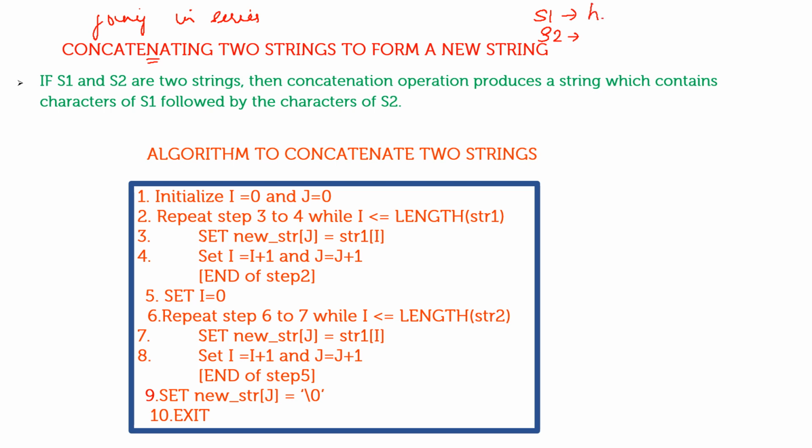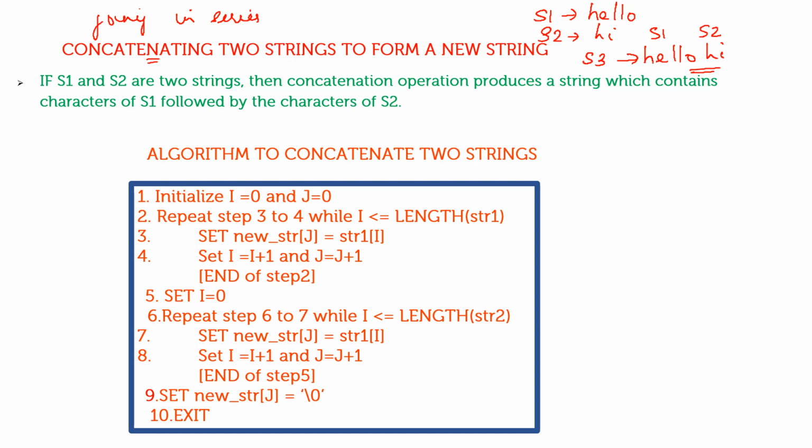S1 string, let me take it as "hello", and S2 string, let me take it as "hi". So what is going to be your concatenated string? That is, your new string S3 will be equal to S1 followed by S2. So this is the logic of concatenating, joining together.